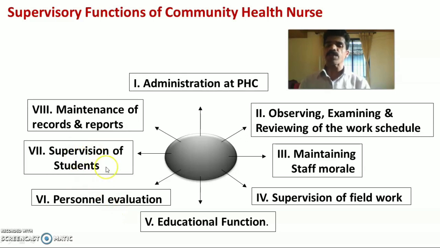Then seventh is supervision of students, both in primary health center, sub-center and even in field. Then the eighth one is maintenance of records and reports. Maintenance of various records and reports. So these are the 8 important supervisory areas of the supervisory functions of a community health nurse. Let us discuss in detail about these 8 areas of supervisory functions of community health nurse.